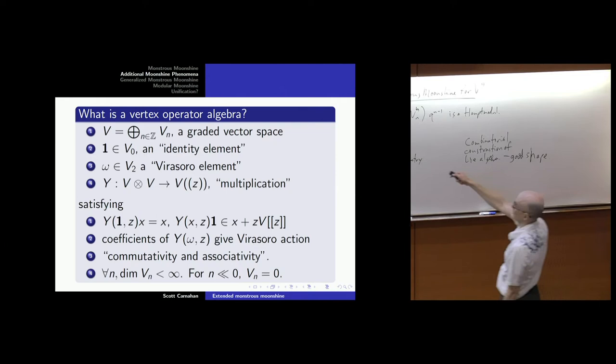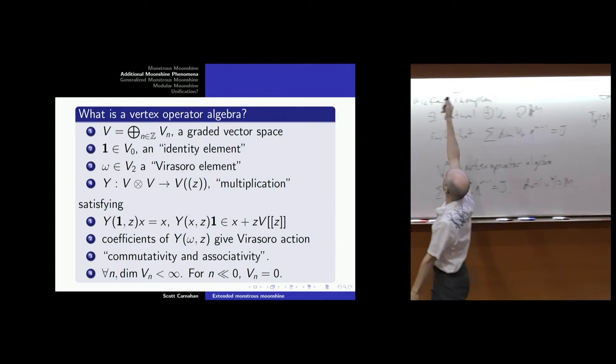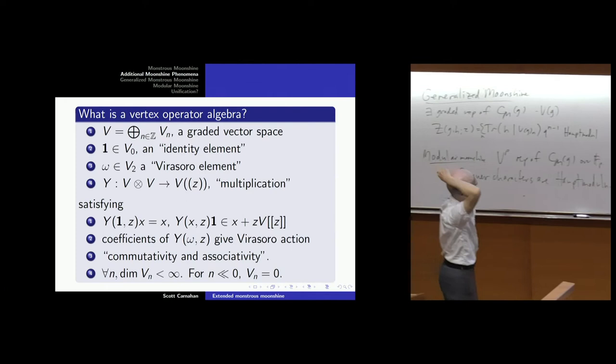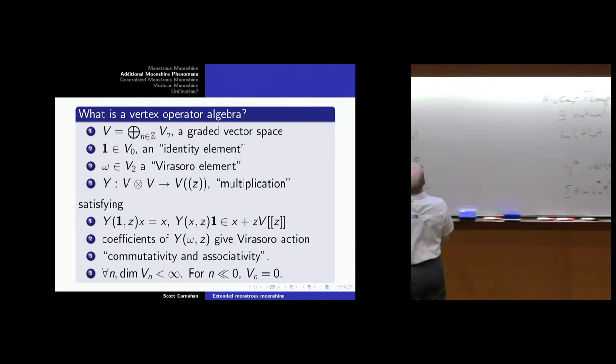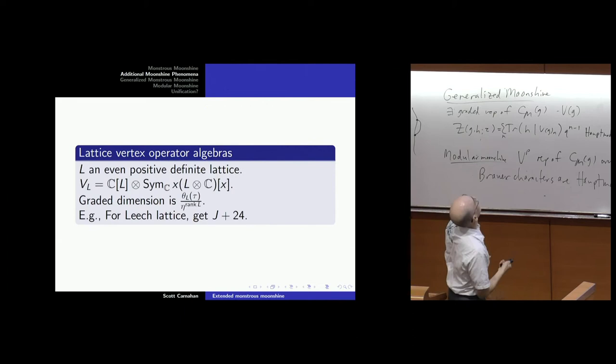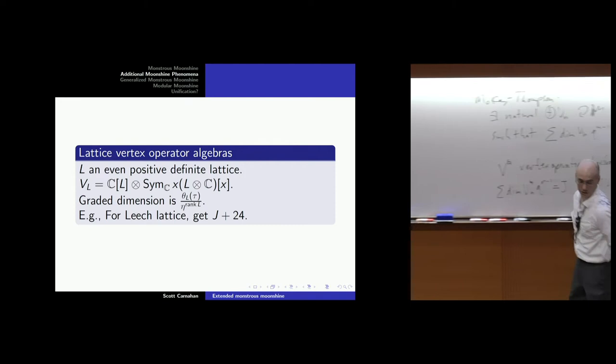And there's, well, a Virasoro element that gives you an action of some nice Lie algebra. And then there's a commutativity and associativity axiom, which I won't write because it really is awful. And finally, there's just sort of a finiteness axiom here. So we don't need to worry too much about it, but just think of it as a graded vector space with a multiplication map.